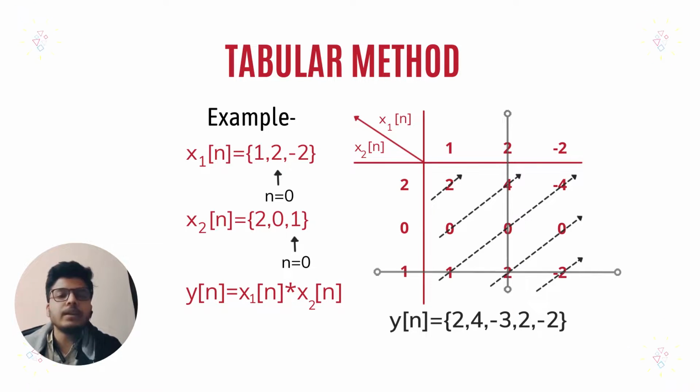Now what we have to find here is the value of y[n] when n equals 0. As you can see, I have drawn a vertical line through 2 and a horizontal line passing through 1. The intersection of these lines is 2. So after adding that value with 0 diagonally, we get 2 as the value. So this 2 is the value of y[n] when n equals 0.